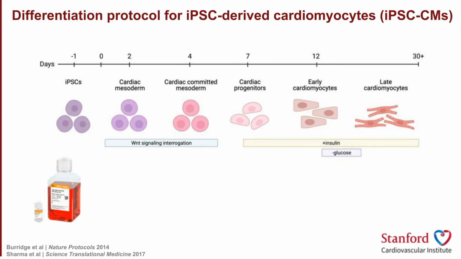Logistically, this takes about 30 days in the lab to get from iPSC to cardiomyocyte. Starting from the iPS brew, this requires several media changes alongside interrogation of Wnt signaling to yield committed mesoderm, then addition of insulin when the cells start beating, and then 2 days of glucose-free lactate selection to increase purity. Using this strategy, we can generate patient-matched iPSC-derived cardiomyocytes.